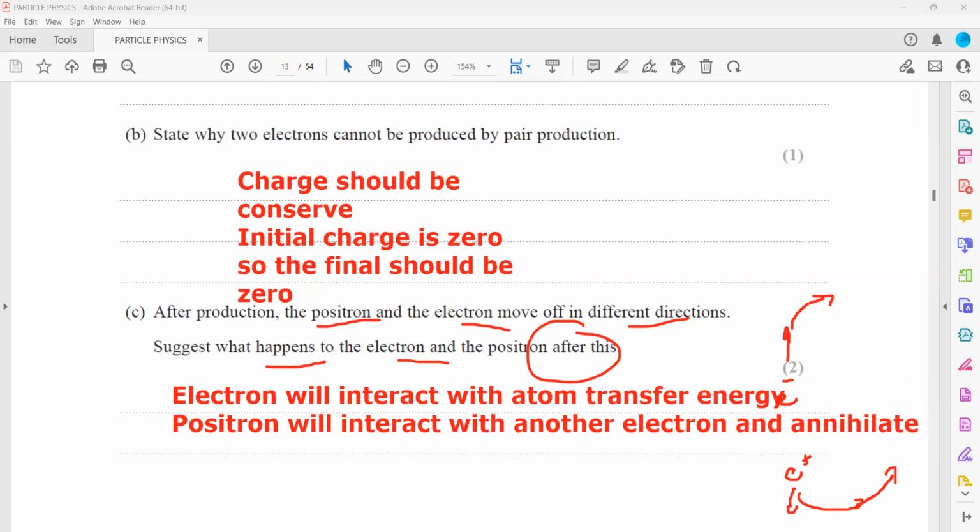Annihilation is a possibility because the positron is an antiparticle, and most of the particles on Earth are not antiparticles. So the positron can directly interact with a particle such as an electron, and they can annihilate each other. But what happened to the electron? The electron may collide with another atom, may cause ionization, or may transfer its energy.